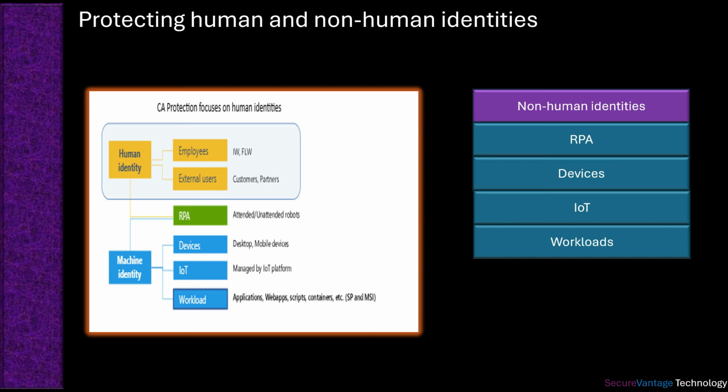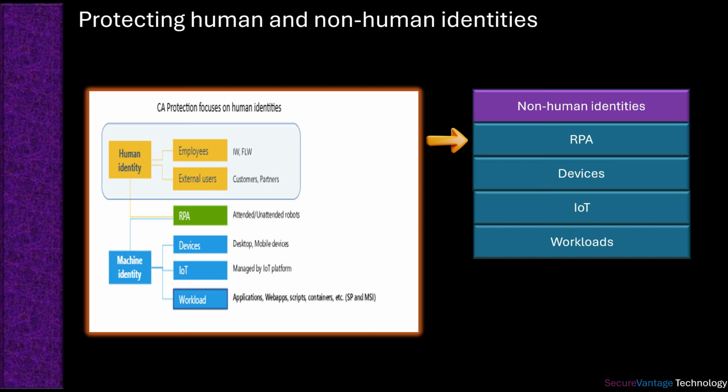Protecting non-human identities such as robotic process automation, devices, Internet of Things entities, and workloads like applications and containers requires specific security measures tailored to the nature of these identities. For robotic process automation, you can have human and non-human identities. Human identities are used for attended process automation and non-human for unattended process automation.